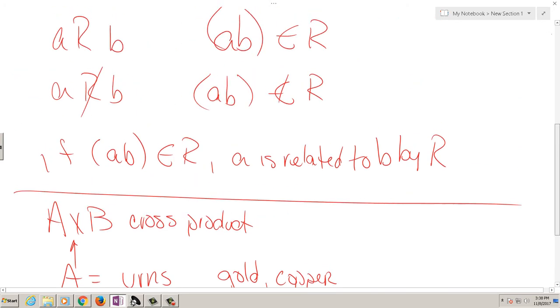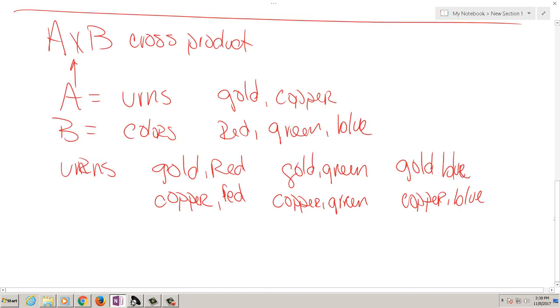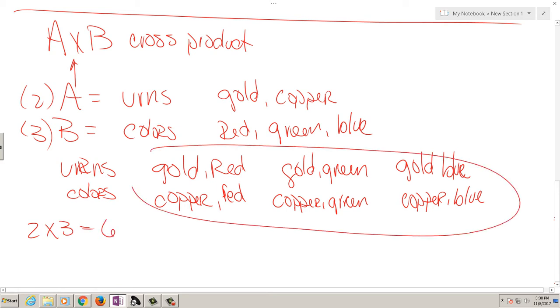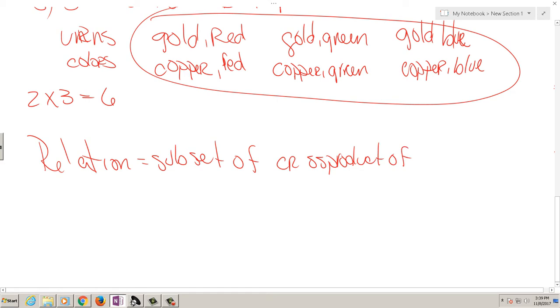Now, as I said before, if there are 5 elements in A and 3 elements in B, there would be 15 elements total. So let's see if this worked. A had 2 urns and B has 3 colors. If I do the cross product of urns and colors, then I'm going to have 2 times 3, which is 6. So the question is, do I have 6 elements in here? I absolutely do. There are 6 different unique combinations of urns and colors. And so we're going to find out that a relation is actually a subset of those options. It is a subset of the cross product of one or more sets.